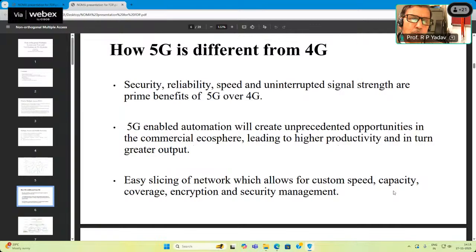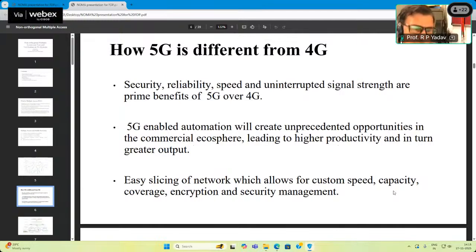Then 5G enabled automation will create unprecedented opportunity in the commercial ecosphere, leading to higher productivity and in turn greater output. Like automation, machine to machine communication, driverless cars, or virtual reality and augmented reality. So many applications have recently surfaced, and 5G systems can perhaps only meet some of the requirements that these kinds of applications require.